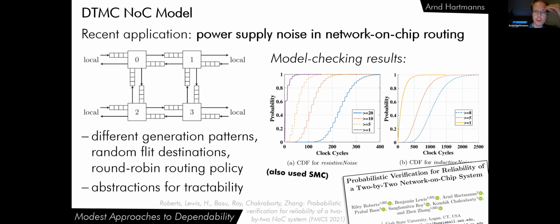We also use statistical model checking, so Monte Carlo simulation here. That's something you can do for Markov chains if the state space is simply too big to be represented in memory, at the cost of statistical imprecision through the sampling. And especially if you have rare events, this becomes very problematic.